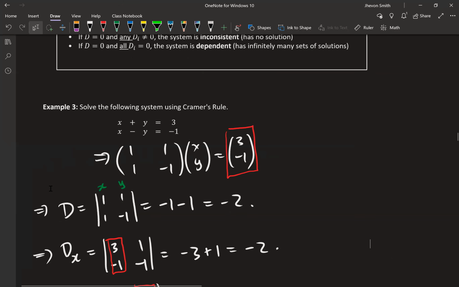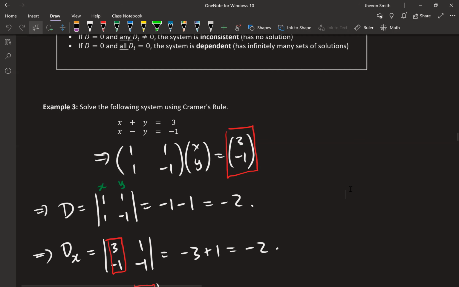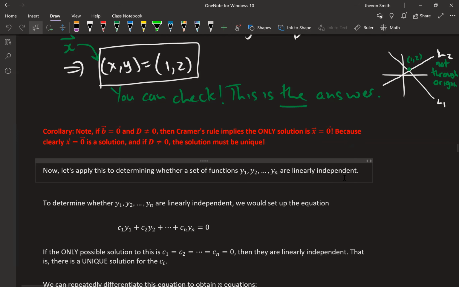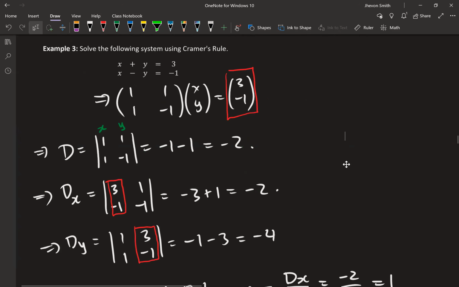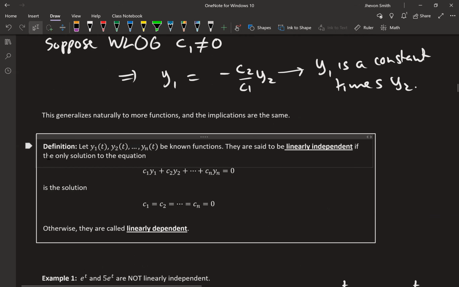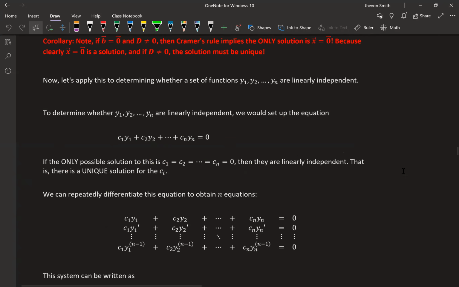If this D was 0, then it turns out there is no unique solution. I will either have no solution or infinitely many. But here, the emphasis is going to be on unique solution, because I want to talk about the only solution to something. So definitely uniqueness is going to be the emphasis here.